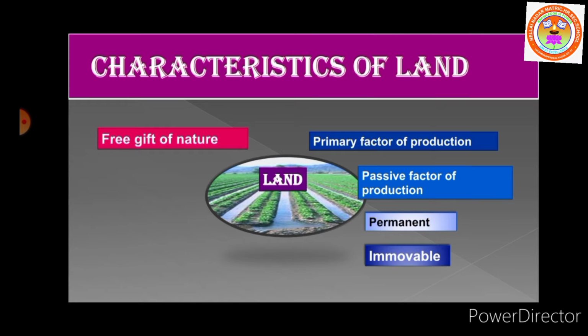Next, land is a free gift of nature. Man has to make efforts in order to acquire other factors of production. But to acquire land, no human efforts are needed. Land is not the outcome of human beings. Rather, it existed even long before the evolution of man. Next, let us see, land has no cost of production. There are some original and inexhaustible powers of land.